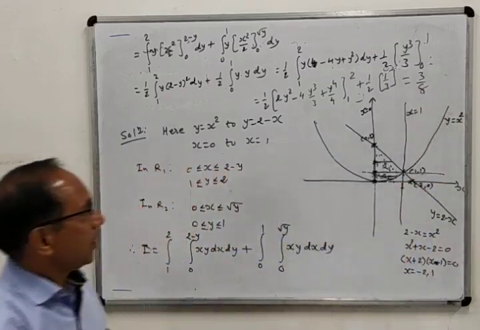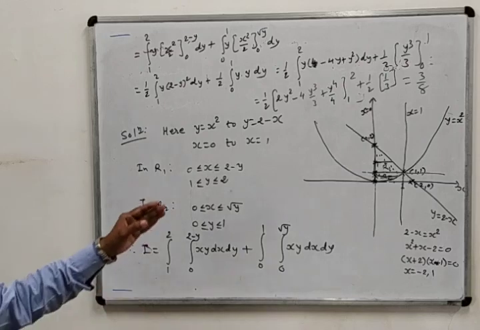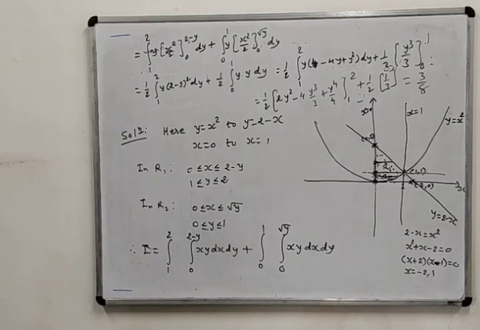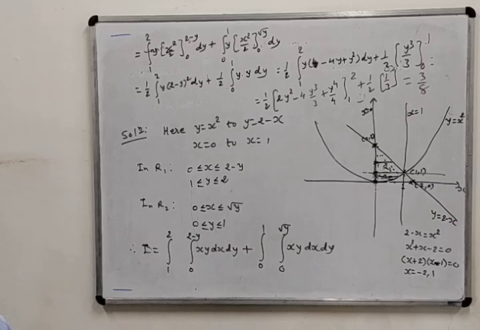So here you must have observed that this problem was different than the other, because here we require to divide the region into two sub-regions R1 and R2, and in both the sub-regions we have obtained the limits separately. So you note down this example, then we will go for other examples.